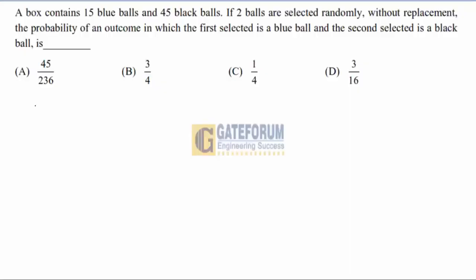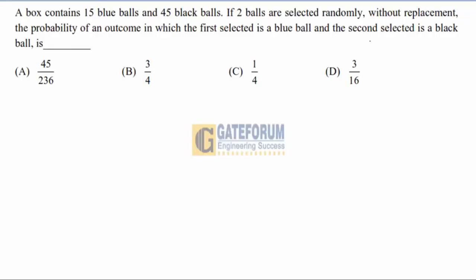Now we come on to the second set. A box contains 15 blue balls and 45 black balls. If two balls were selected randomly without replacement, obviously the balls must have been selected one after the other, and it is corroborated in the next part where it says the first selected ball and the second selected ball, so they have been selected one after the other, right?